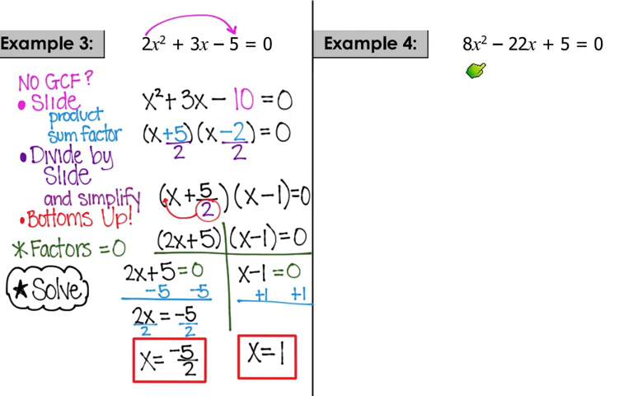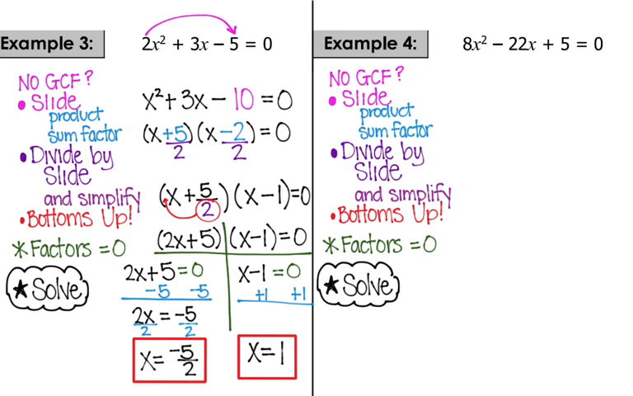Now example 4 is the same idea. We're going to do the slide, divide, bottoms up, because there's no GCF. We always, always, always start with, is there a GCF? And no, there's no GCF. Since there's no GCF, we go straight to slide, and then we're going to do the product sum factorization. Then we're going to divide by the slide and simplify, bottoms up, and it will now be factored. Once it's factored, we set the factors equal to 0 and solve. So this is your rule of what we're going to do.